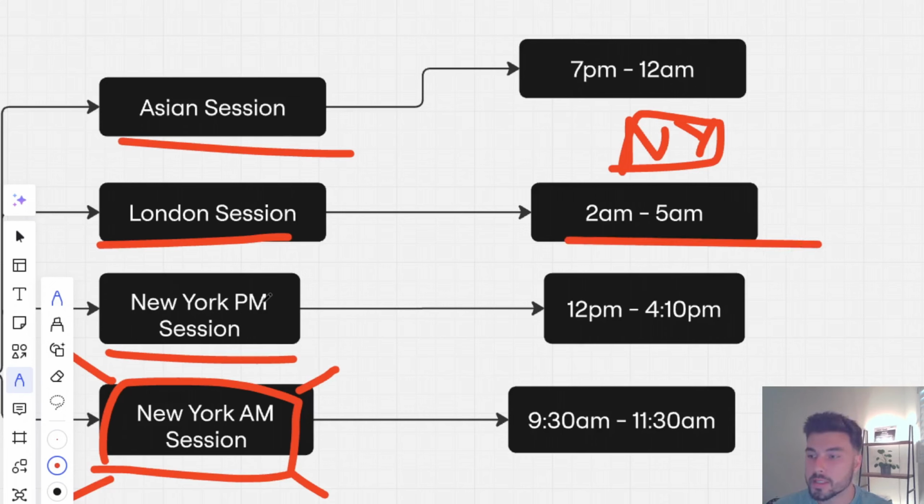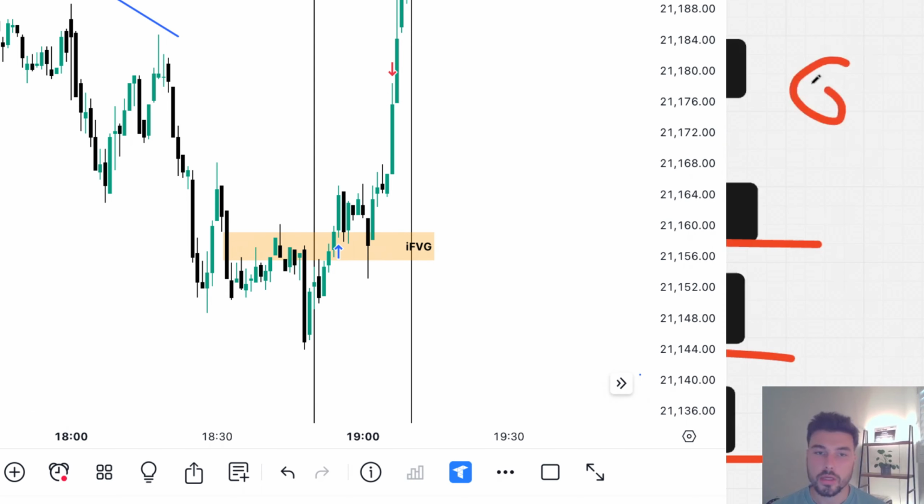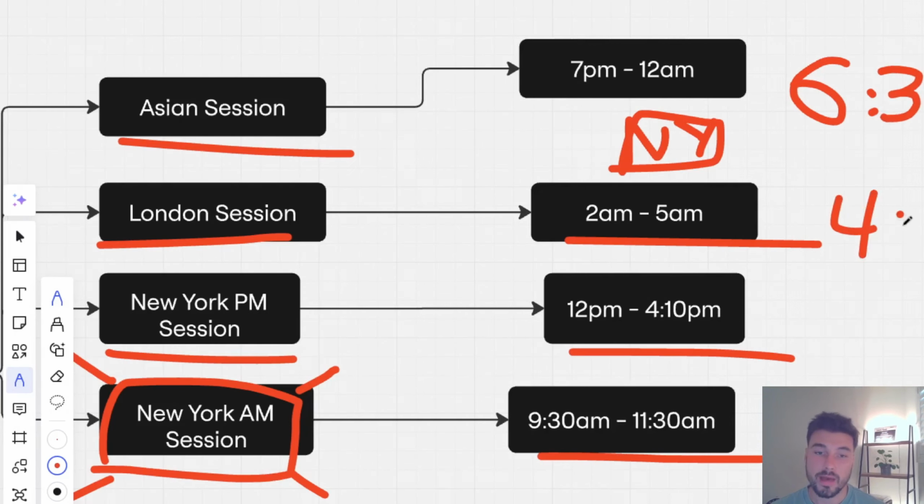The New York PM session, I've found success trading anywhere really from 12 to 4:10. And the New York AM session really anywhere from 9:30 to 11:30. Realistically here, yes, these are some of the key sessions. You've got times in between that. I've traded all day, guys. I've traded as early as 6:30 p.m. I've also traded as late as about 4:05 to 4:10 p.m.